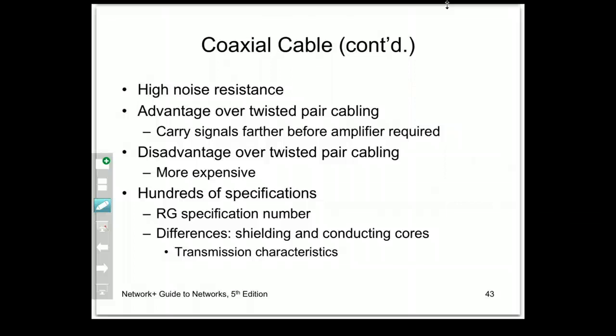Disadvantage over twisted pair, it's more expensive. Hundreds of specifications within this realm. Different companies, when it was really at its heyday, made a lot of money in coaxial. It wasn't that it was not efficient, because it was. It wasn't that it couldn't travel long distances. It could. It was expensive. And so that's actually how Cat5 came about, because of that.